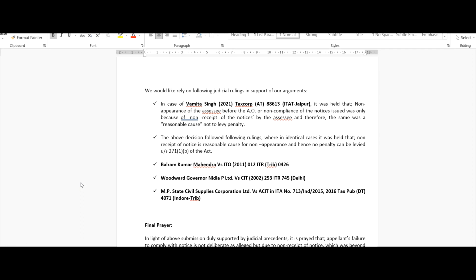After making the law clear, please mention relevant case laws along with the citation. We would like to rely on the following judicial rulings in support of our arguments. In case of Vamita Singh, ITAT जयपुर का एक डिसीजन है रिसेंट 2021 का. It was held that non-appearance of the SSE before the AO or non-compliance of the notices issued was only because of non-receipt of the notices by SSE and therefore the same was reasonable cause not to levy penalty. So SSE को यहाँ भी नोटिस नहीं मिली थी, तो एसएससी अपीयर कैसे होगा एओ के सामने ड्यूरिंग द असेसमेंट?